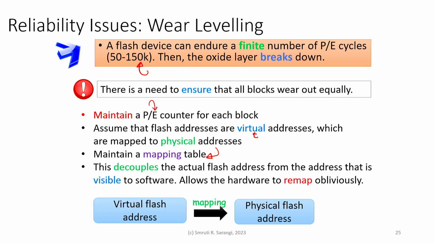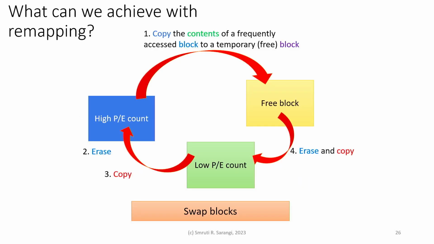Remap oblivious of the fact. Who is oblivious? The kernel is oblivious, the user is oblivious, everybody else, that inside the flash device something of this nature is happening. So what is happening? Mapping is happening. How do we ensure that mapping is optimal? Bear with me for one slide.